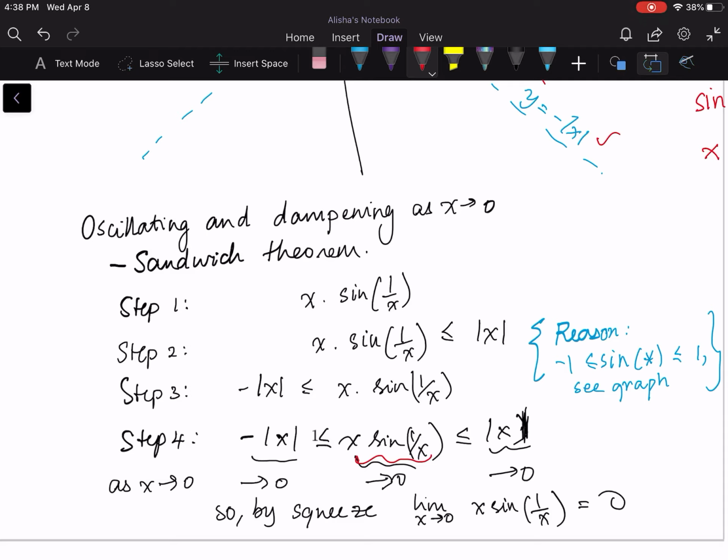And of course, once you start getting more comfortable with the sandwich theorem, you may not have to write down all these 3 steps, and you might go straight to step 4, and it's much quicker for you.